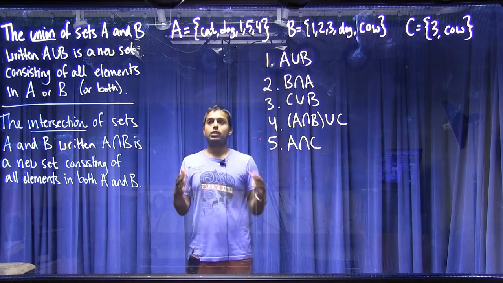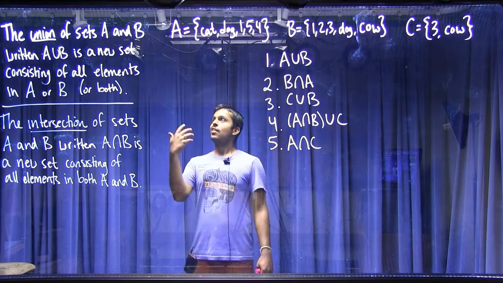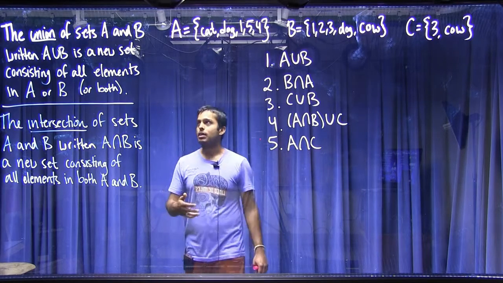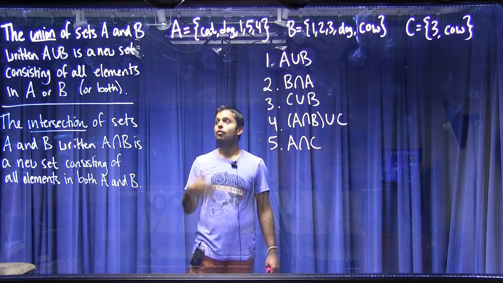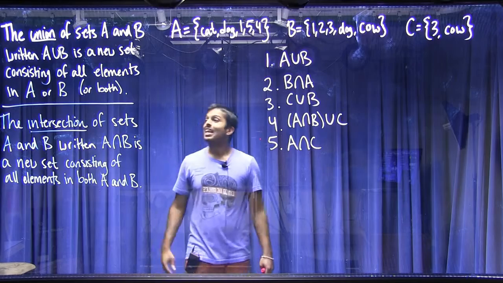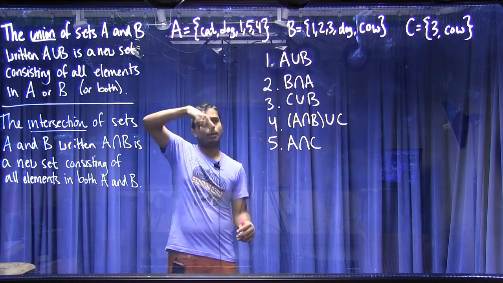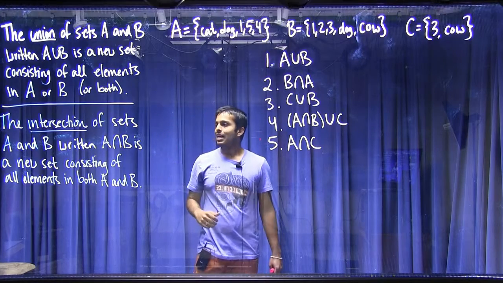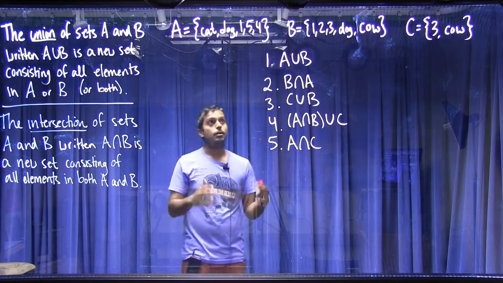We can use old sets to create new sets, and in this video we'll be doing that in two different ways. The union of sets A and B, written A ∪ B, is a new set consisting of all elements that are in A, or in B, or in both. The intersection of sets A and B, written A ∩ B, is a new set consisting of all elements that are in both A and B.